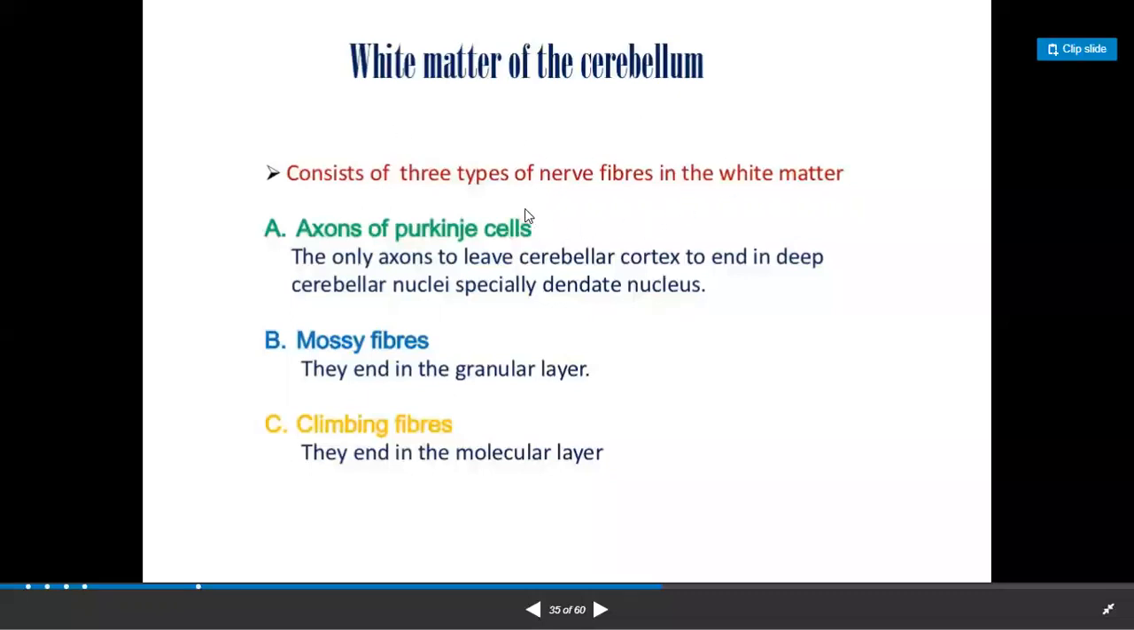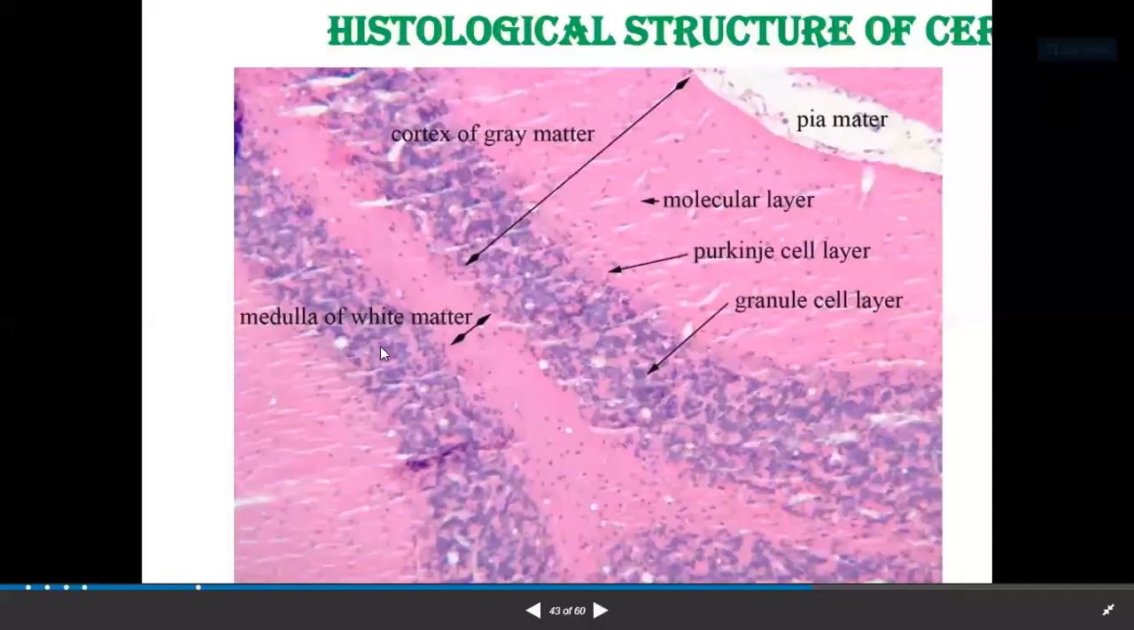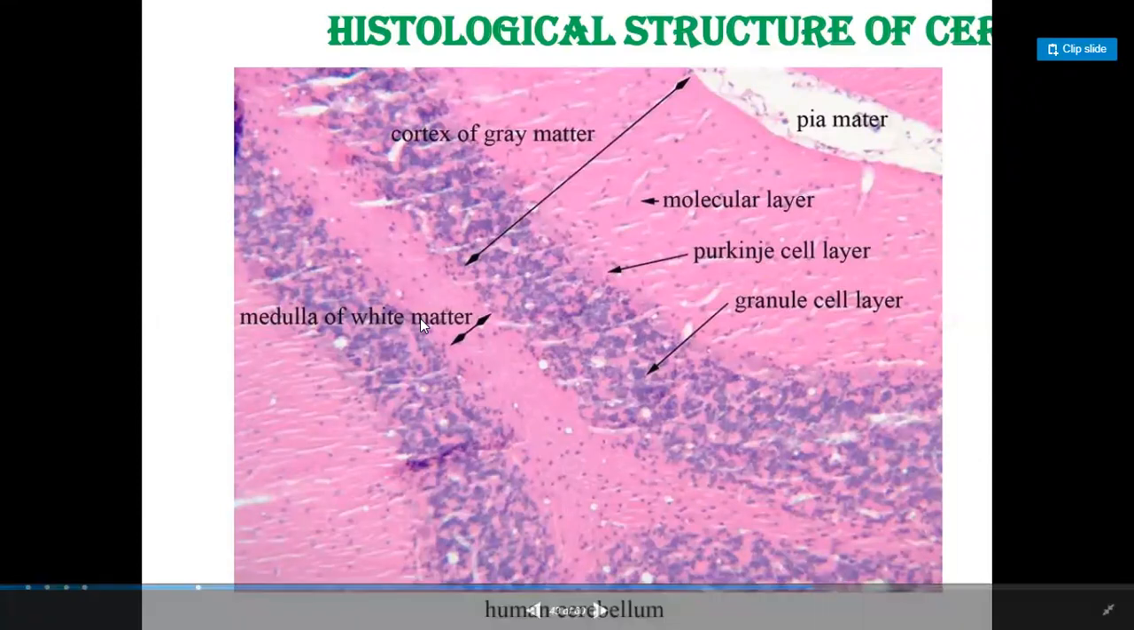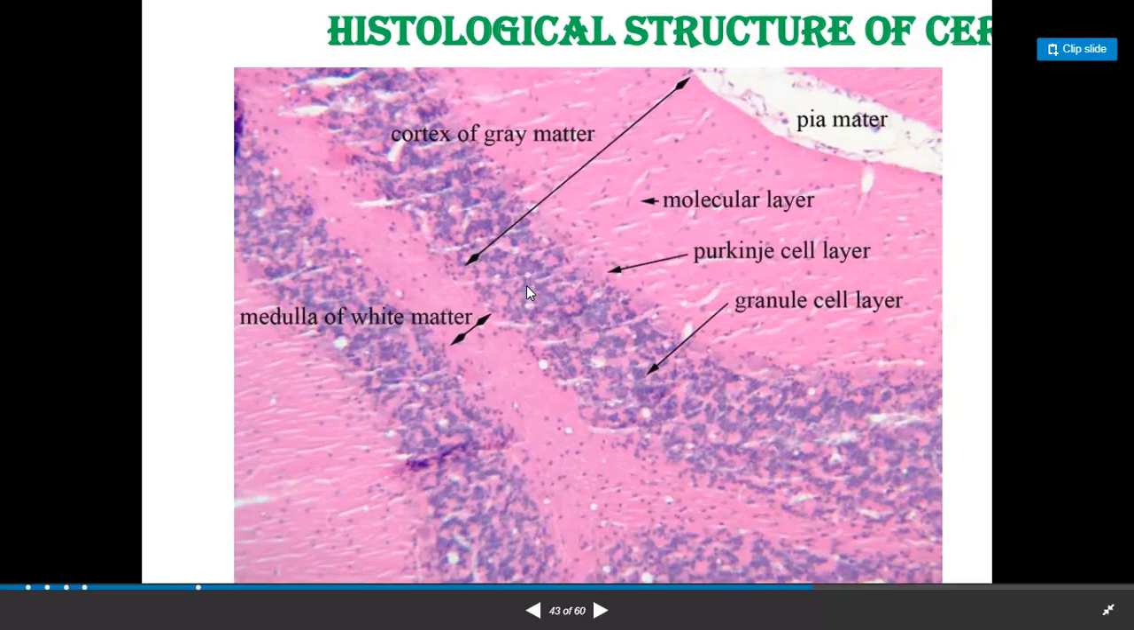The white matter of cerebellum consists of three types of nerve fibers: axons of Purkinje cells, mossy fibers, and climbing fibers. For your quick review, I kept one slide of histology also, where you find the cortex, which has gray matter, with molecular layer, Purkinje cell layer, isn't it? And then we have granular layer: M, P, and G. Molecular layer, this single layer is Purkinje cell layer, and this whole thing is granular layer. So this is gray matter. As you go inside, we have white matter.